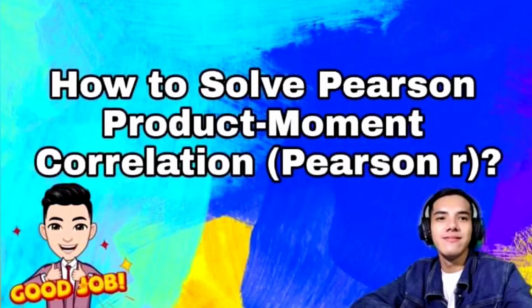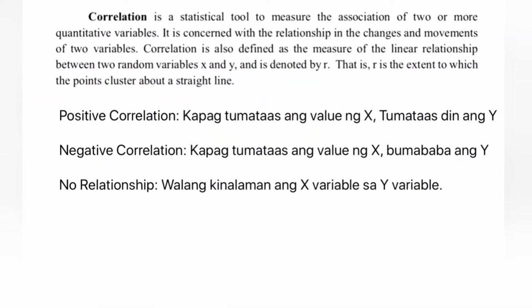Let us define and discuss how to solve Pearson product moment correlation or Pearson R. First, let us discuss what is measures of correlation, or ano ba to yung tinatawag nating correlation.